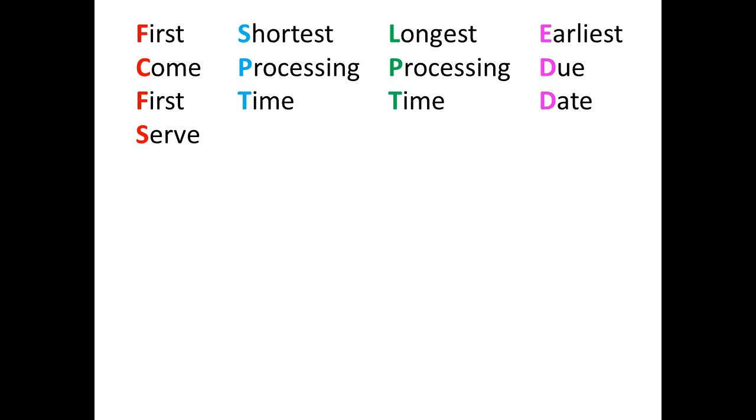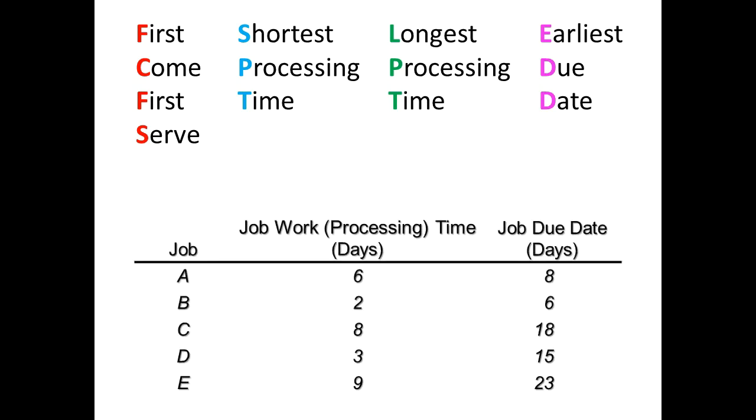Now, let us look into some examples. We are given the information as shown. For first come first serve, the first job to arrive at a work center is processed first. We can see that job A is the first job arrived at the work center, followed by B, C, D, and finally E. So, the sequence of jobs using first come first serve is A, B, C, D, E.